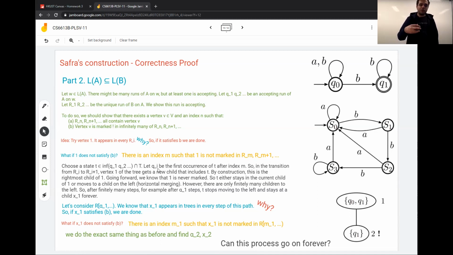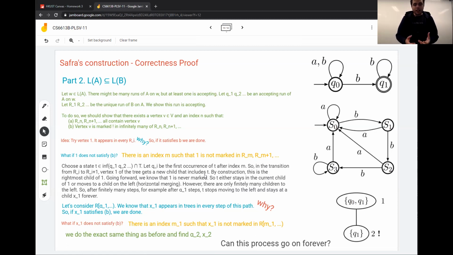So what do I have in my root, the root of my Safra tree at index I? I have all vertices that are reachable after I steps. So I definitely have T in there because T was reachable after I states. But what do I do based on my construction? Based on my construction, because T is a target state, I will create a child for vertex 1, and I will put T and all other target states into that child. Right? So in the transition from Ri to Ri plus 1, vertex 1 of the Safra tree gets a new child, and this child includes T in it.